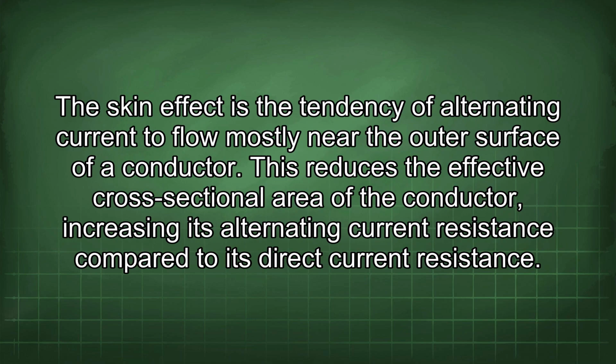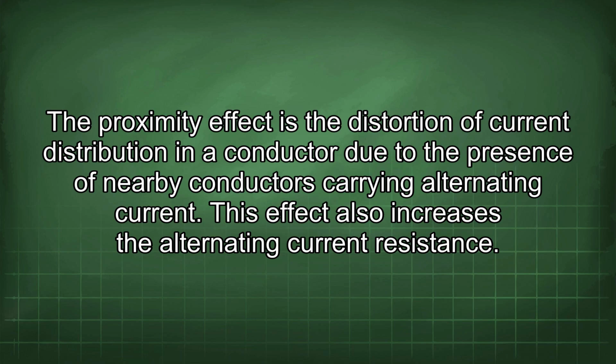The skin effect is the tendency of alternating current to flow mostly near the outer surface of a conductor. This reduces the effective cross-sectional area of the conductor, increasing its alternating current resistance compared to its direct current resistance. The proximity effect is the distortion of current distribution in a conductor due to the presence of nearby conductors carrying alternating current. This effect also increases the alternating current resistance.